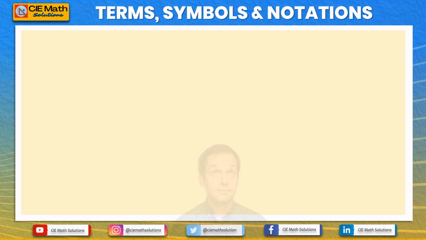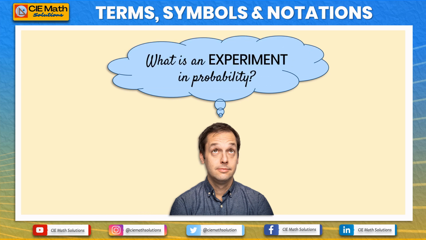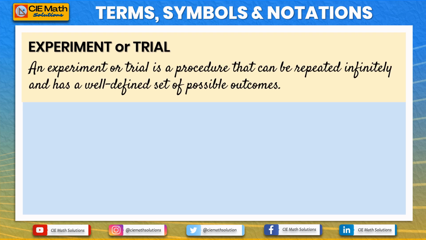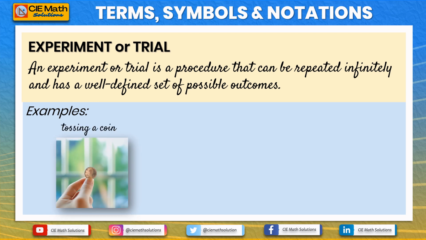The first question is, what is an experiment in probability? An experiment or trial is a procedure or activity that can be repeated infinitely and has a well-defined set of possible outcomes. The other way of saying it is that an experiment is an activity that has random outcomes every time. Examples of experiments are tossing a coin.